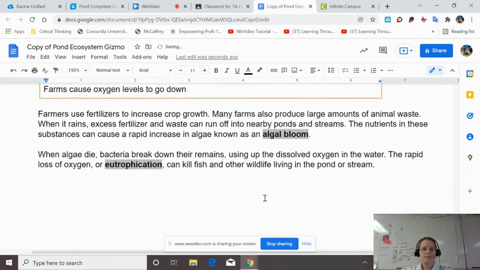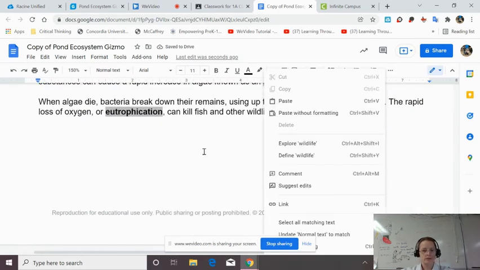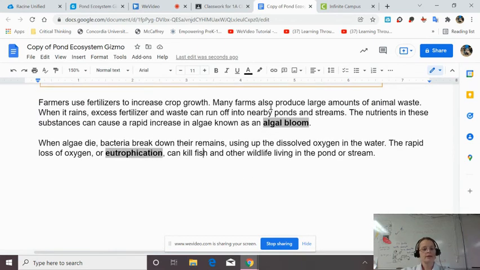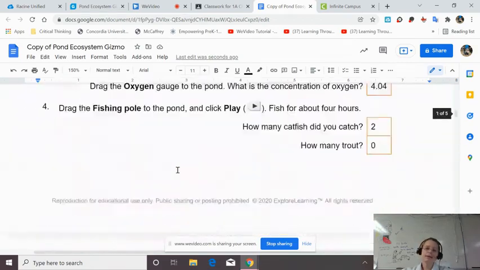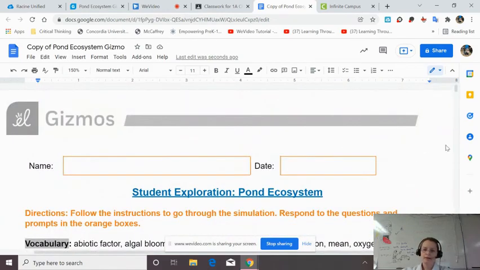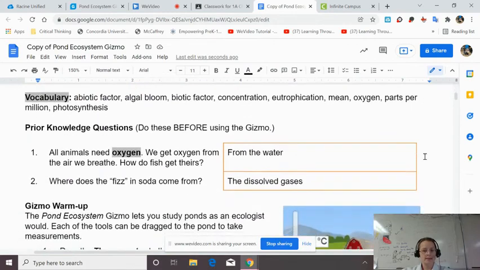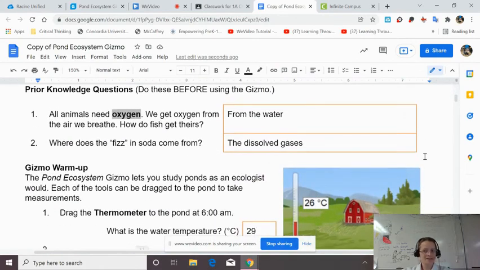And then we talk about fertilizer and algae, okay? We've talked about this before. Algae bloom from the fertilizer. When they die, they suck all the oxygen out of the pond. Those are called dead zones or eutrophication. All right, so I'm going to scroll all the way back up to the top now and slowly go through. If you need to pause to get answers you missed, now is your chance.